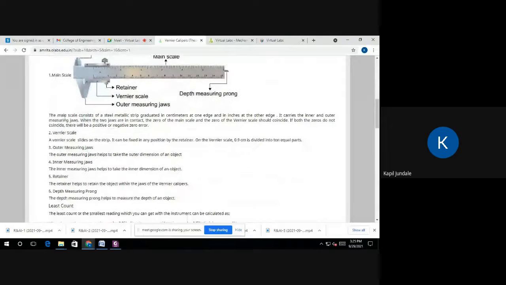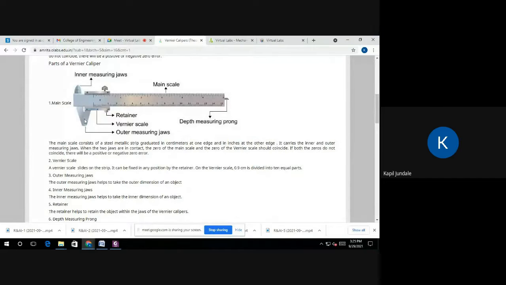Again, after that, the main scale consists of a steel metallic tube graduated in centimeters at one edge and in inches at the other edge. Means one side it is calibrated with centimeter and the other edge it is calibrated with inches. It carries the inner and outer measuring jaws. Here you can see these are the outer measuring jaws, these are the inner measuring jaws.